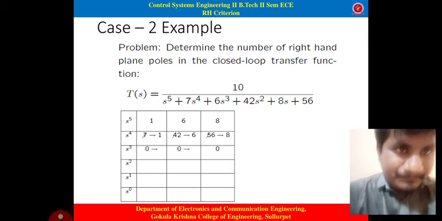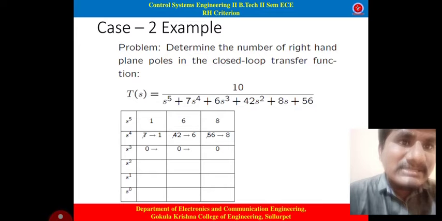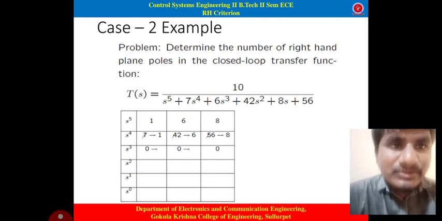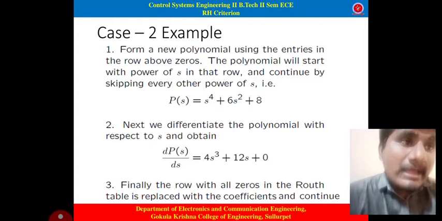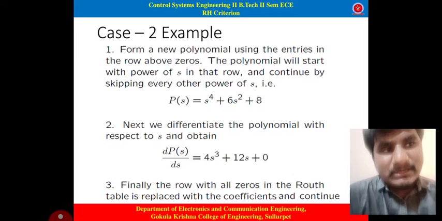Case 2. In this case, we will be getting all zeros. You can see that in the s power 3 row we got all zeros when preparing the Routh table. How to deal with this particular case? Before getting all zeros, you were trying to fill the Routh table, and you came across a condition where you are getting all zeros.